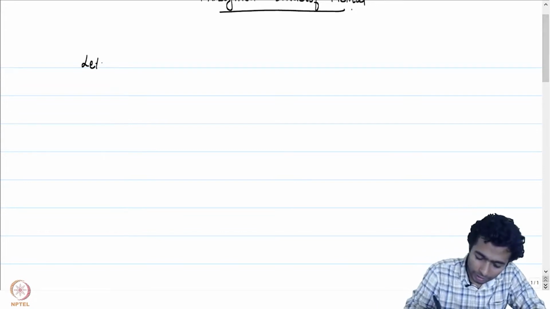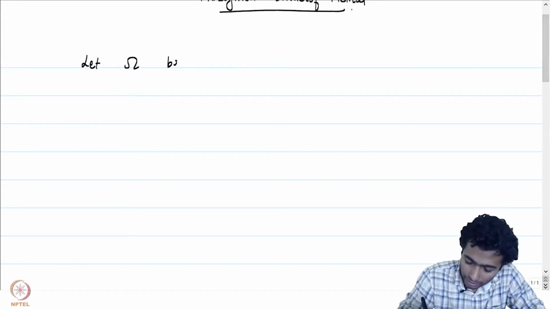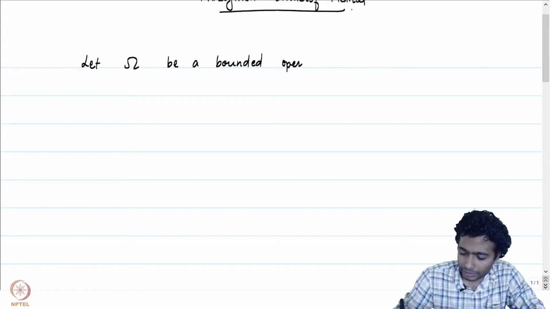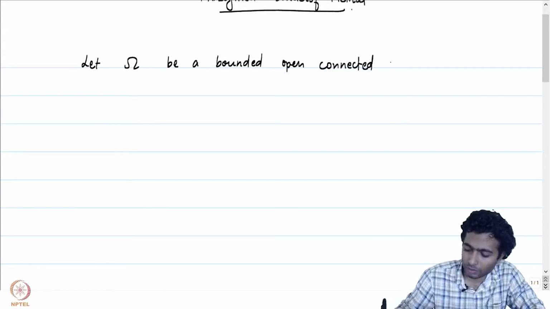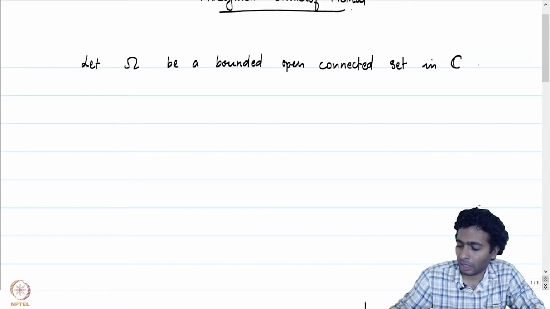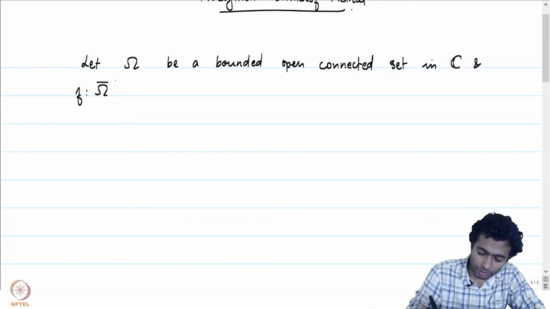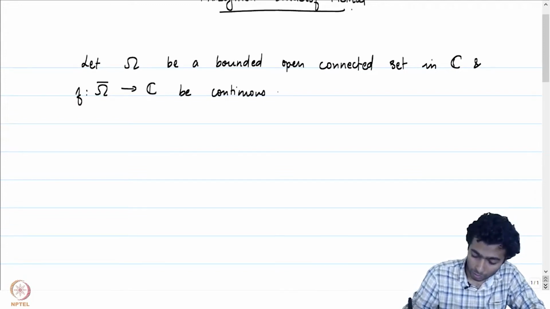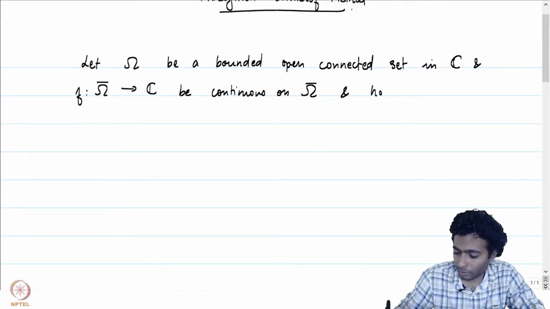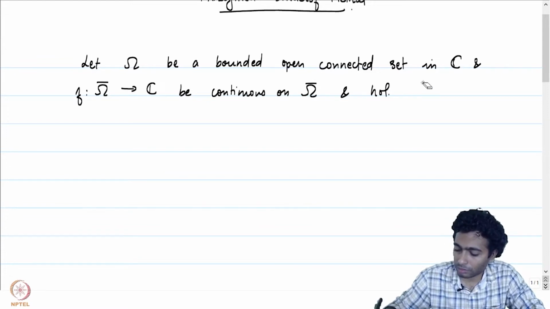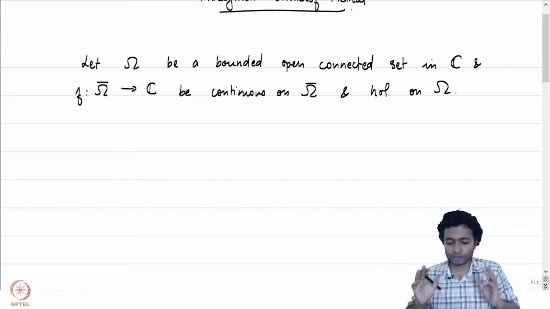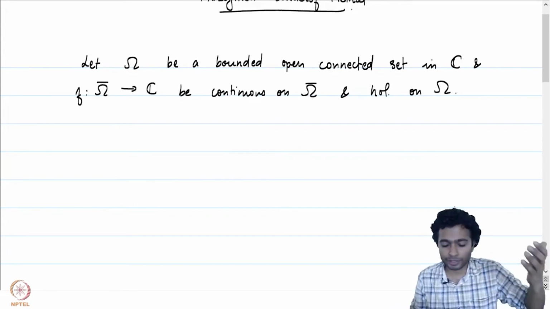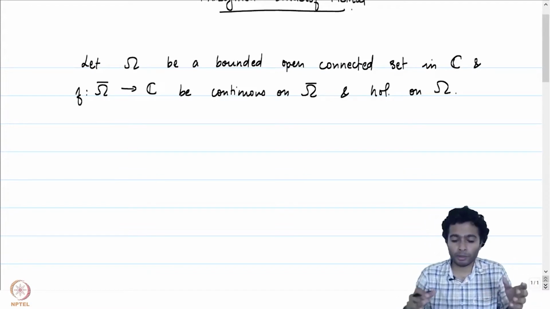So let omega in this case be a bounded open connected set in C, and let f be a function defined on omega bar into C, continuous on omega bar and holomorphic on omega. So this is a function which is holomorphic on omega, but we have slightly more extra conditions on f. f is also defined on omega bar, and on omega bar the function is continuous.